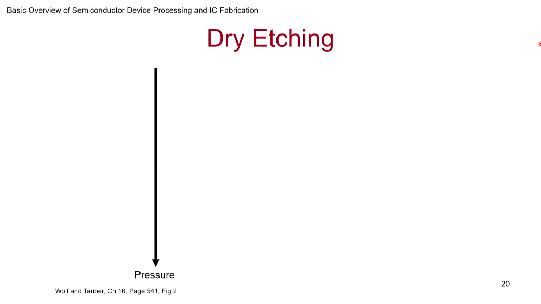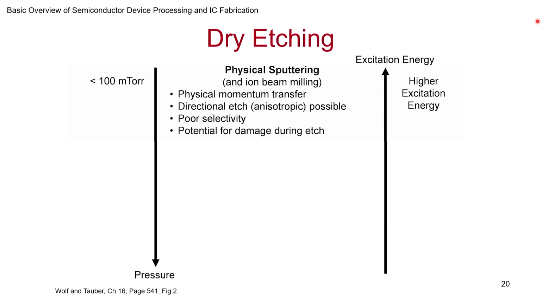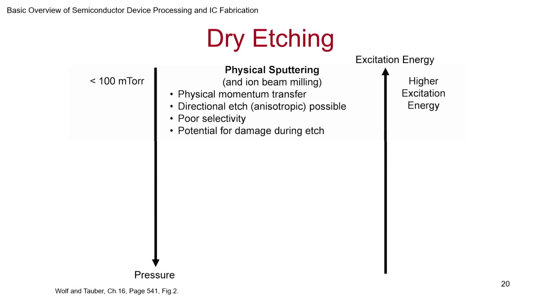So dry etching, let's look at it in this perspective. Let's look at the variation in pressure at which you are going to do the etching. As the pressure increases, the excitation energy will decrease, or the other way, as the pressure decreases, the excitation energy of the etching process increases. Physical sputtering is a very low pressure operation. Why? You are accelerating the particles that are supposed to sputter, and you don't want them to collide. So you operate at low pressures, usually less than 100 millitorr, and they are usually highly excited.